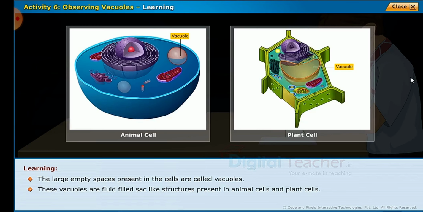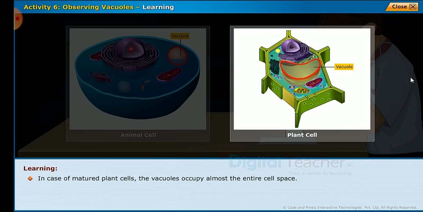These vacuoles are fluid-filled sac-like structures present in animal cells and plant cells. In animal cells, vacuoles are small in size when compared to plant cells. In the case of matured plant cells, the vacuoles occupy almost the entire cell space.